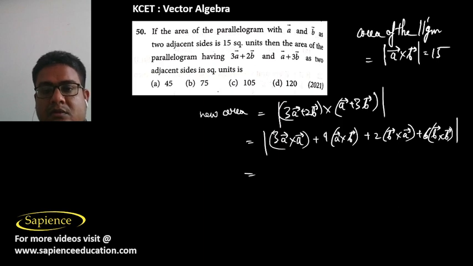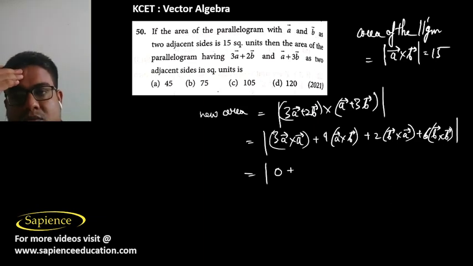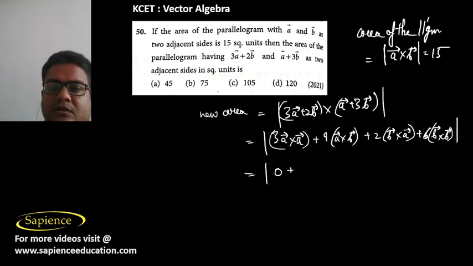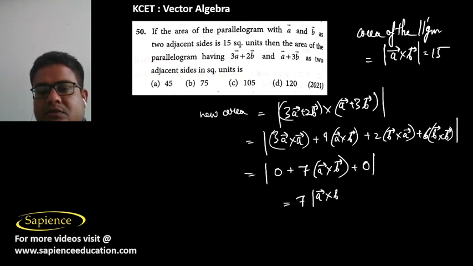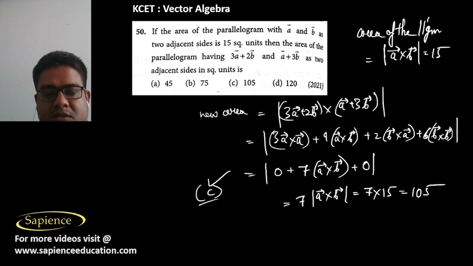Then 3A cross A, that is 0, plus 9A cross B minus 2A cross B, that is plus 7A cross B. 6 into B cross B, that is 0. It's 7 into mod of A cross B, 7 times 15, that is 7 into 15 is 105. Option C is the correct answer.